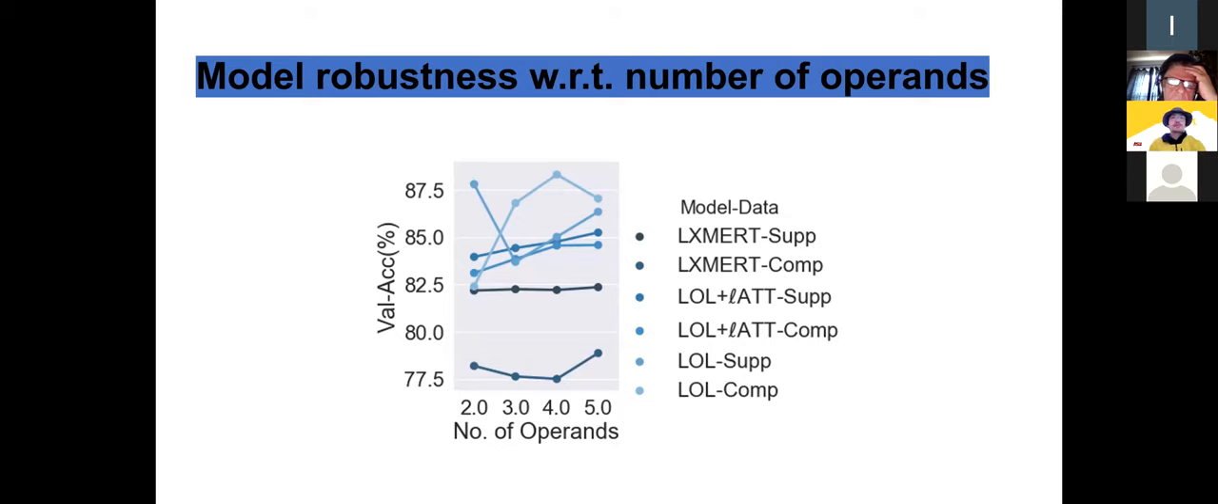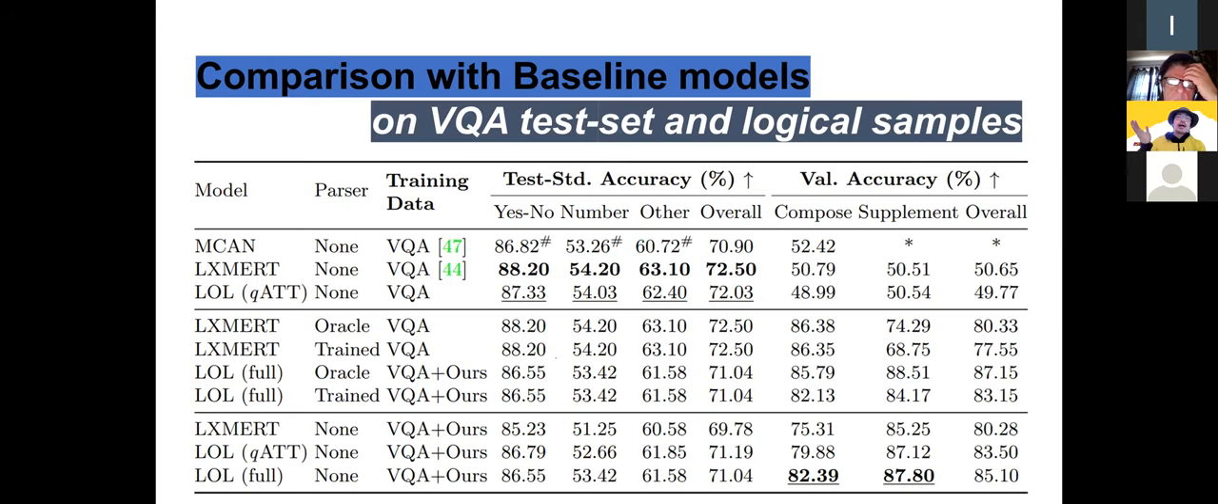We did the robustness studies with respect to the number of operands. Also, as I mentioned, there is the baseline model using parsing. We show that LOL models maintain overall performance on the VQA test data, and at the same time substantially improve from random performance to around 82.39% on VQA compose and around 90% on VQA supplement. So in short, this shows that the logical connectives in questions can be learned while not degrading the overall performance on the original VQA test set.